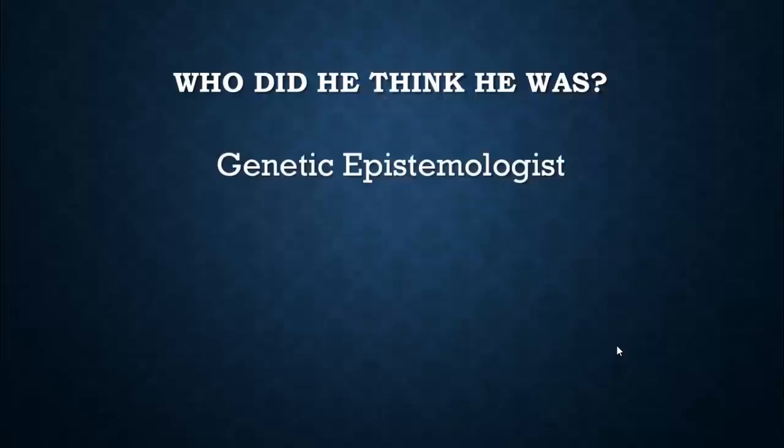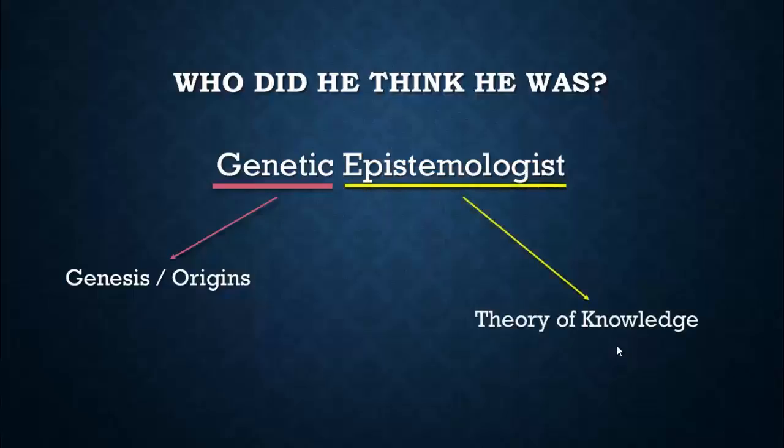To understand this, let's take a look at the first word, genetic. Genetic in this context doesn't mean the study of genes. It means genesis, origins, or beginning. So Piaget is interested in the origins of something. Of what? Then comes the epistemology. The word means theory of knowledge. So combine them together. Genetic epistemologist means someone who is interested in the origin of knowledge.